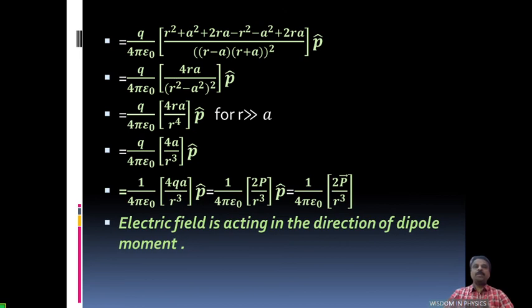What do you understand from this? The electric field is inversely proportional to r cube. As far as a point charge, a single charge, is concerned, the electric field is inversely proportional to r square. Whereas in the case of a dipole, the electric field is inversely proportional to r cube. Another thing is, when you have more dipole moment, the electric field is also much higher. It is directly proportional to the dipole moment also. So this is the discussion for the electric field along the axis of a dipole.